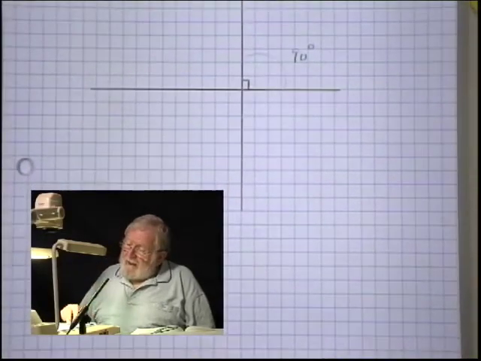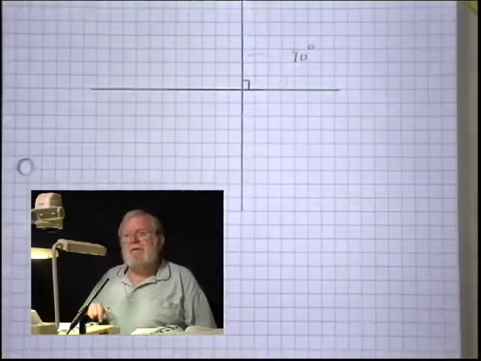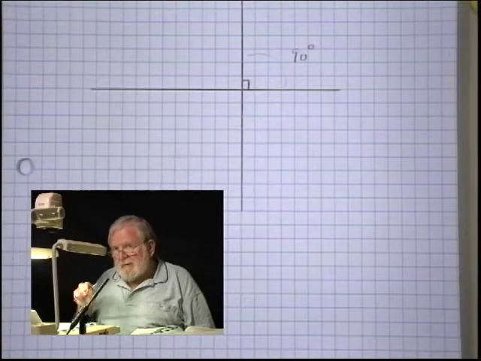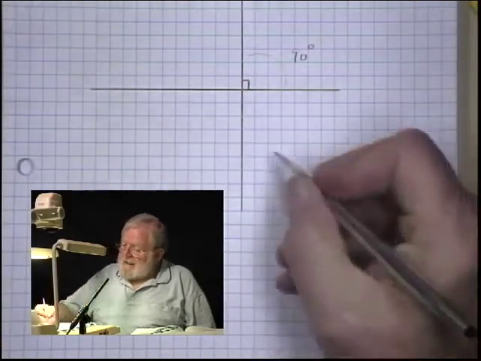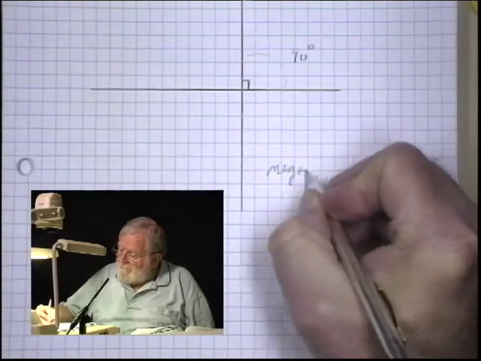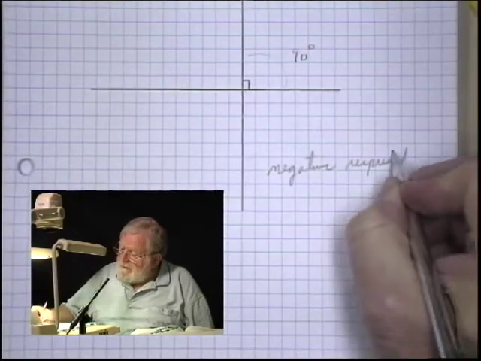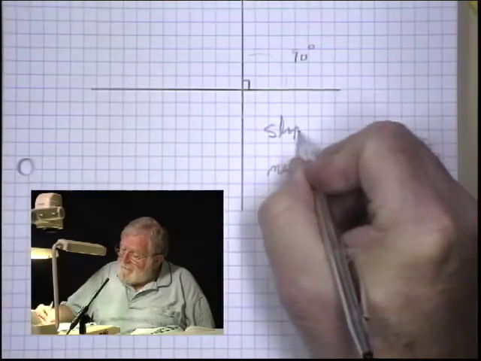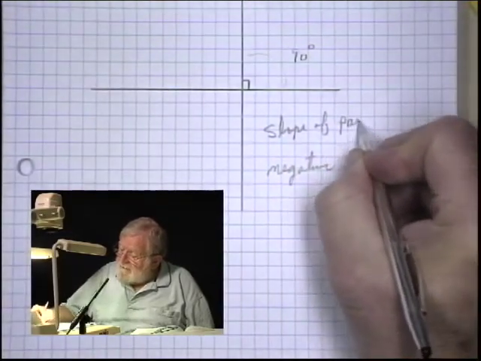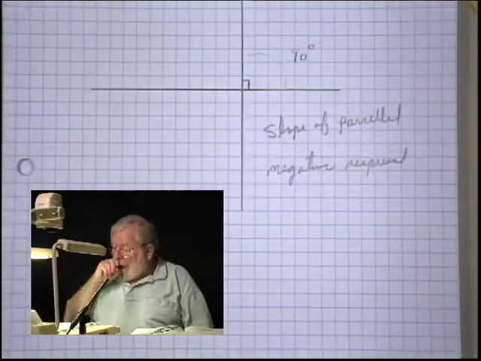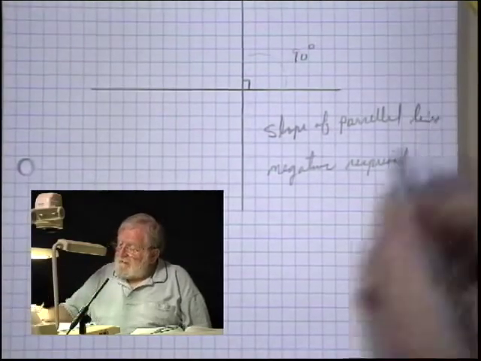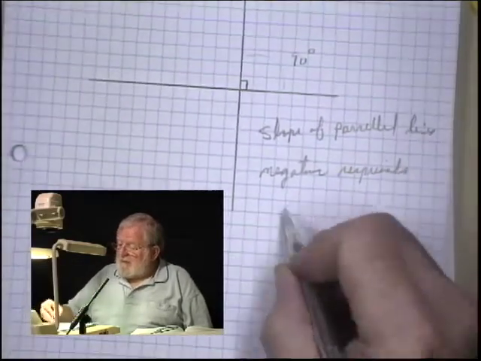So the slopes of perpendicular lines are the negative reciprocal of each other. A negative reciprocal. The slopes of perpendicular lines are negative reciprocals of each other.